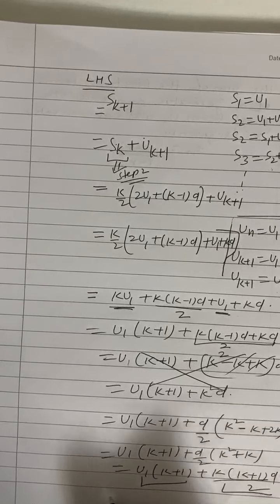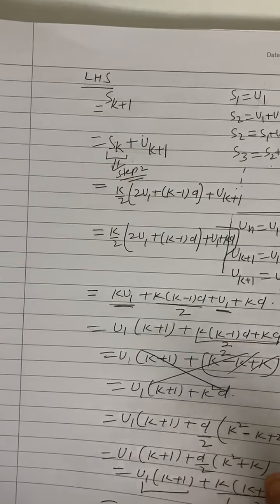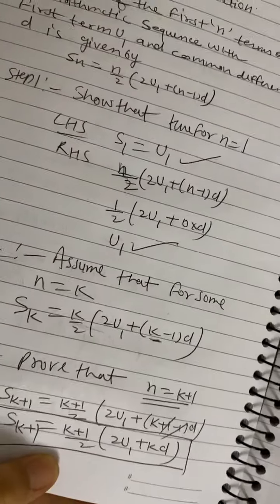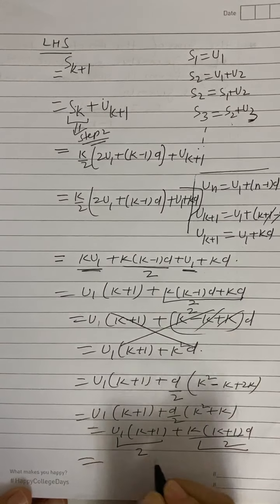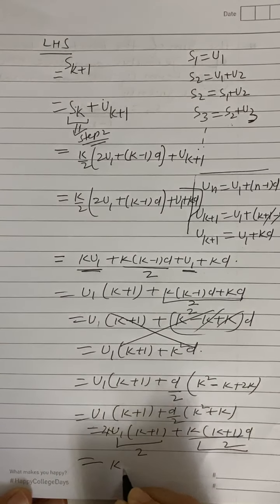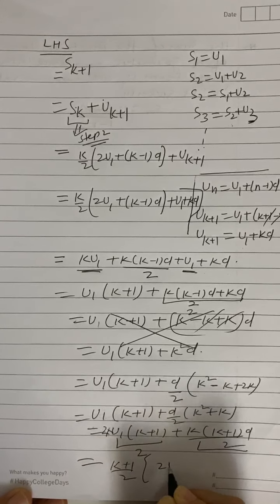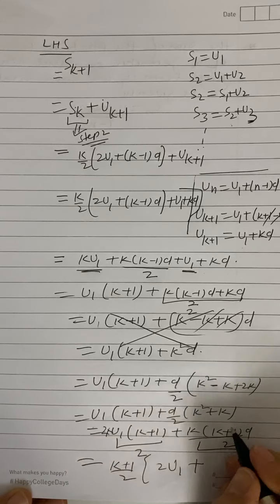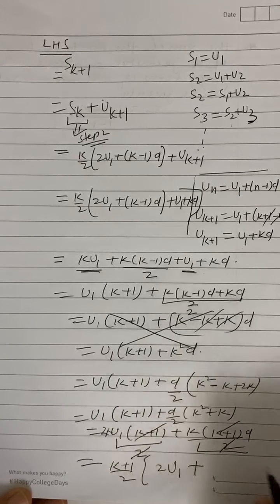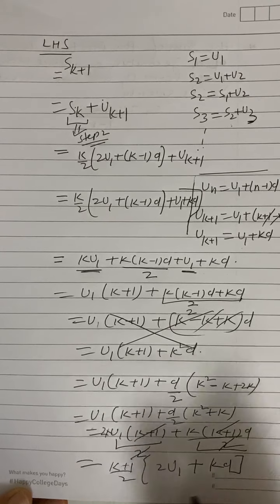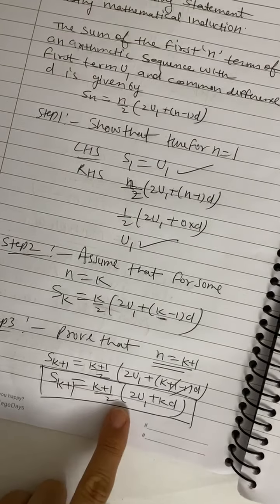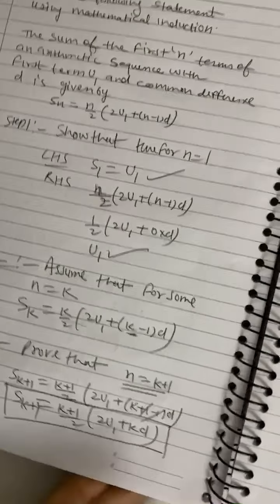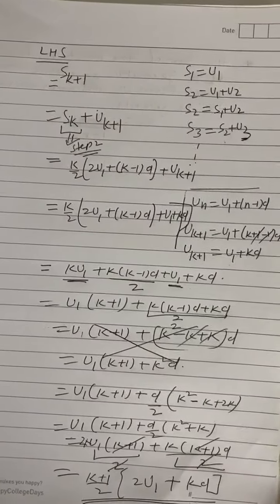Now from here, because we need in S_{k+1}, we need (k plus 1) over 2. So I'm going to write down here 2 and then multiply by 2. So we got (k plus 1) over 2 common, and we got 2u1 plus, because this one is common, this one is common, and then kd. And this is what we were supposed to prove. So here, as we go back, S_{k+1} is (k plus 1) over 2 times (2u1 plus kd), and this is what is proved here.